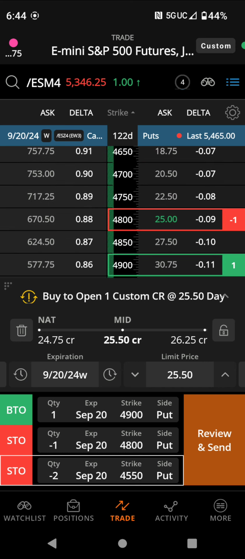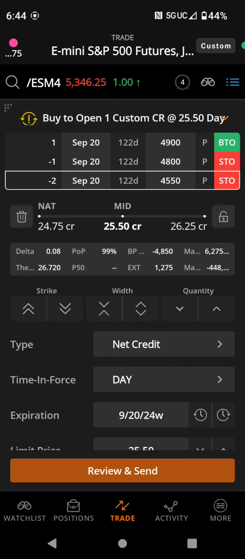So what I would recommend is to fiddle around with the different widths, and then you can see different buying powers and different credits that might be worth it for you for your risk tolerance, what initial premiums you want to get, what possible max profits you could get, and so on.